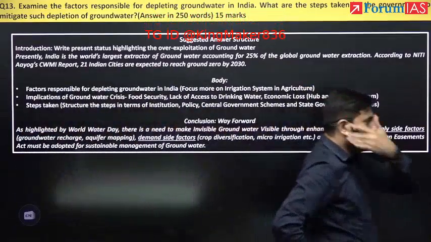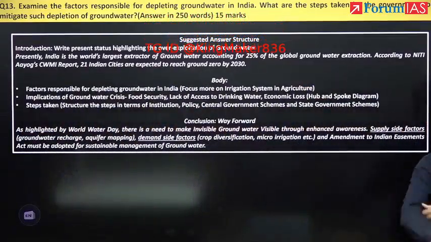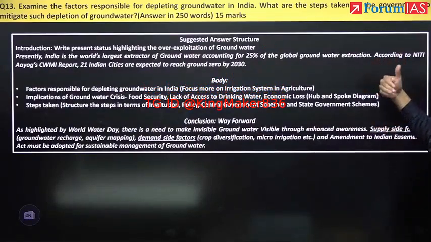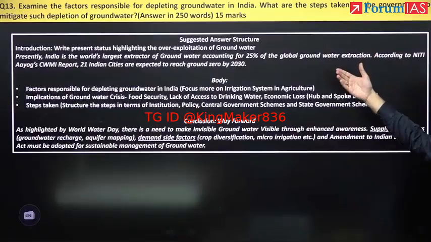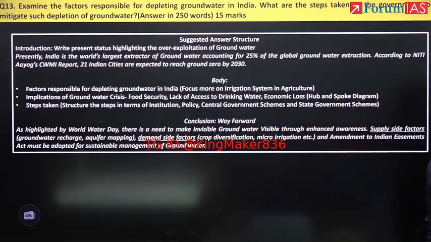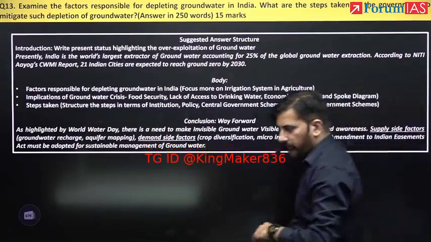Let's move to the next topic. The next topic is micro irrigation. Huh? Because the question does not explicitly ask you to write strategies, strategies can become part of your conclusion. Right? Micro irrigation.